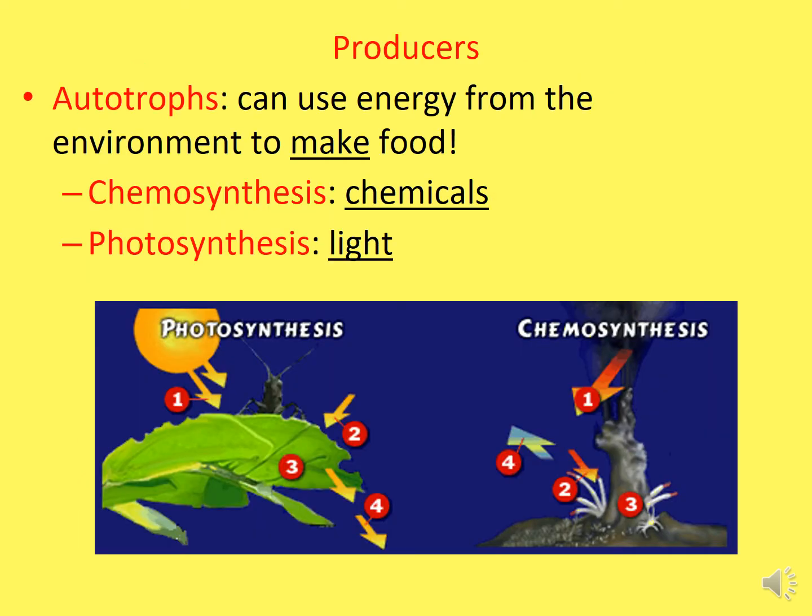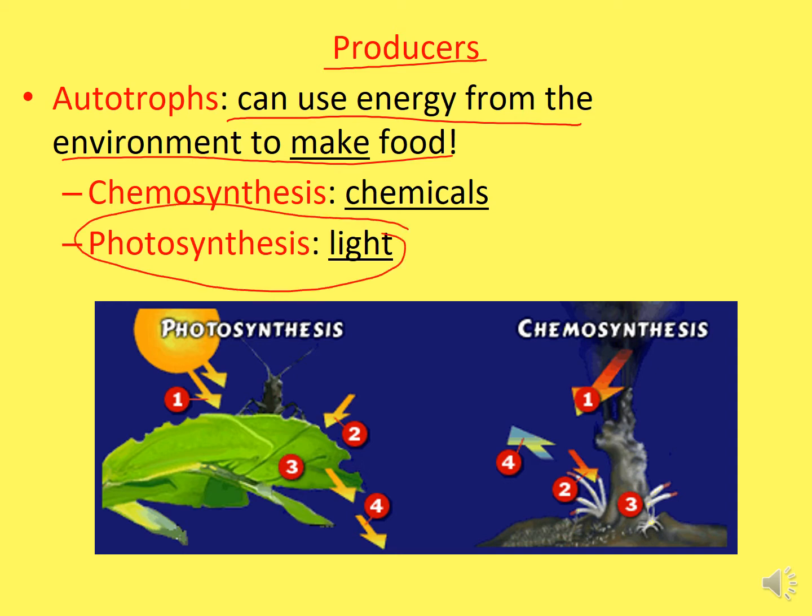One of our next lessons is ecology, and we're gonna talk about this again. But just a quick thing, autotrophs are producers, okay? They, again, can use energy from the environment to make food. So we are talking about photosynthesis, which obviously photo means light, right? There's also one called chemosynthesis, and chemo is chemicals. So they will use chemicals for their food.